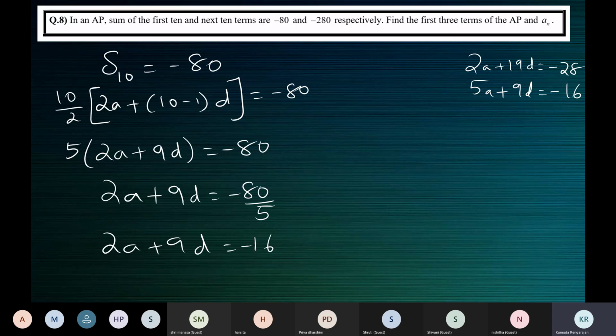16 into 5, ma'am, 80, right? Yes, ma'am. I got 10a plus 45d equals minus 80, ma'am. Minus 80. Then what did you do? Ma'am, then I divided the equation throughout by 5, ma'am. Okay, by 5. By 5 you will get 2a, right? You have written 5. 5s are 10.